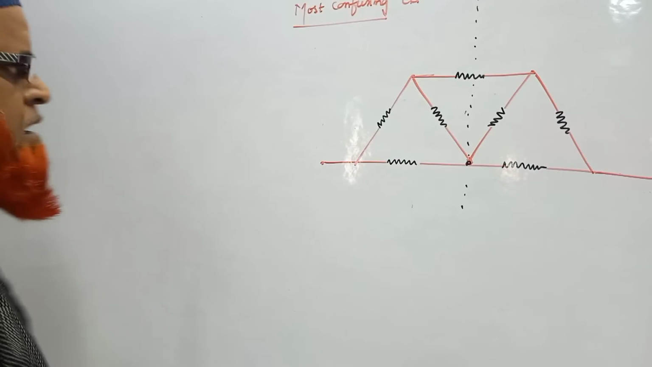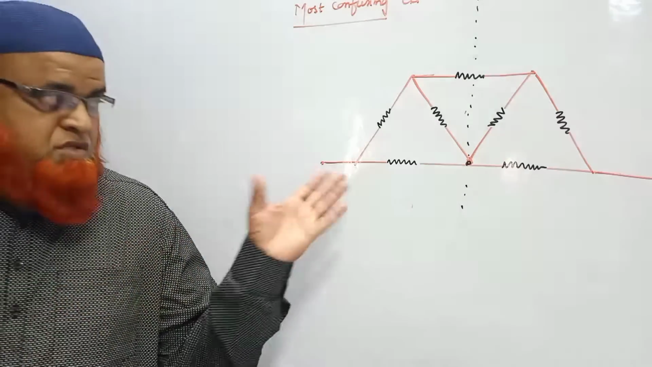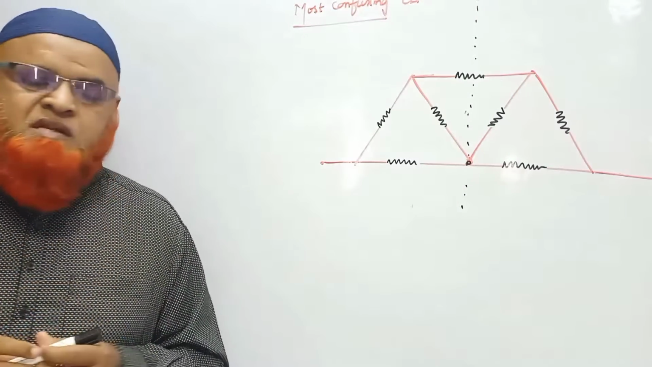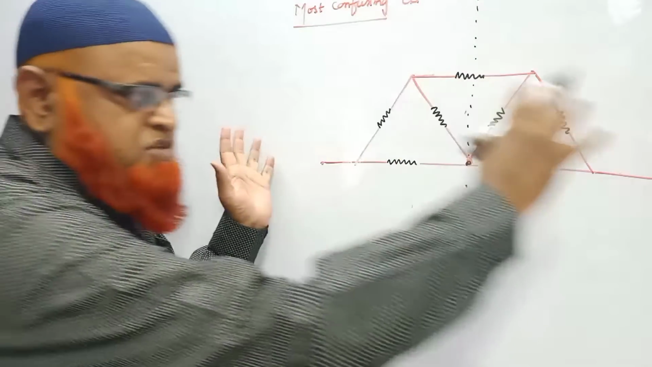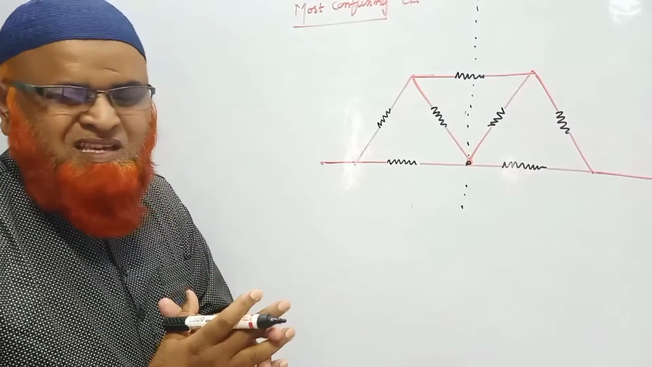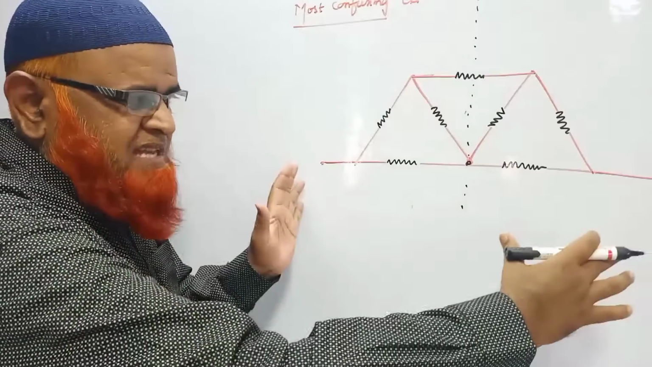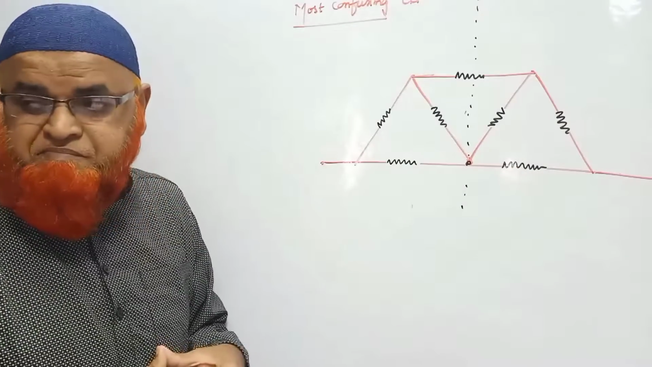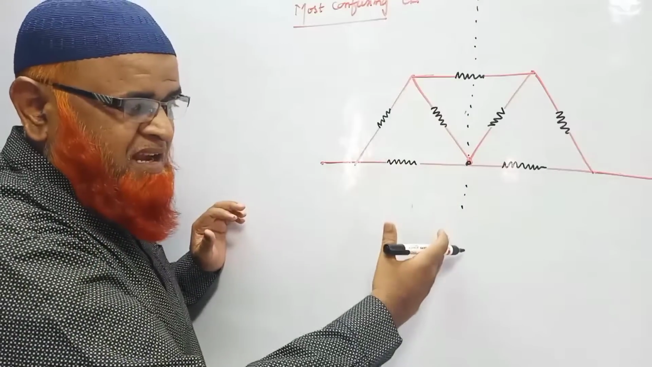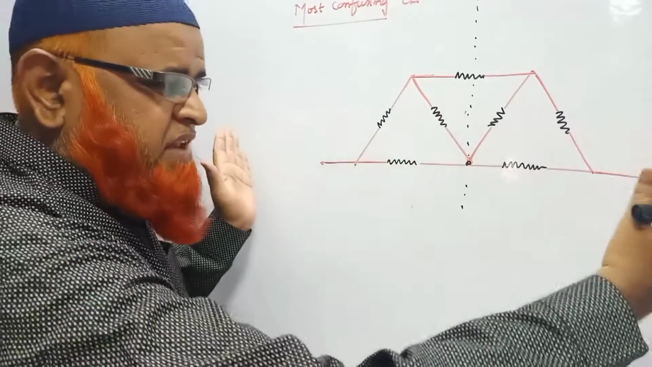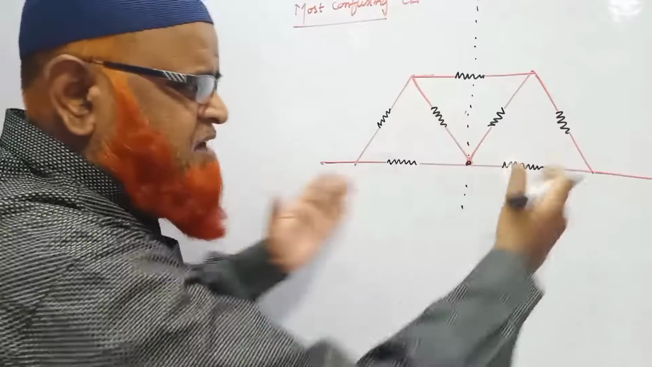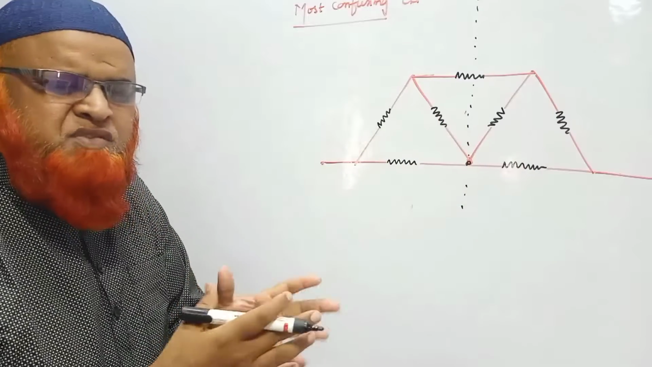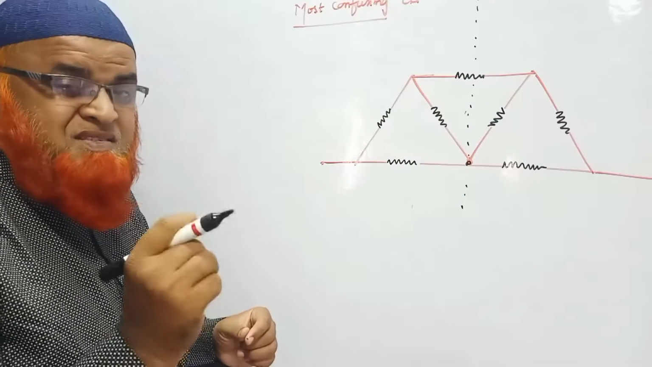Here, how to solve this type of circuits? This is a very complex circuit. To solve this circuit, first see that it has a symmetrical shape. If you draw a line in the middle, it has symmetry. So the right side half and left side half are going to be similar. That's why it is called symmetry.